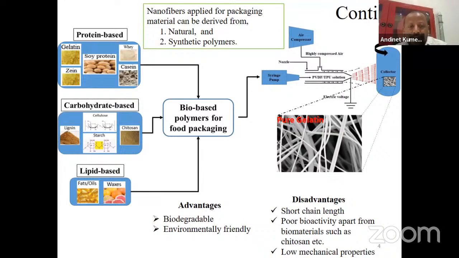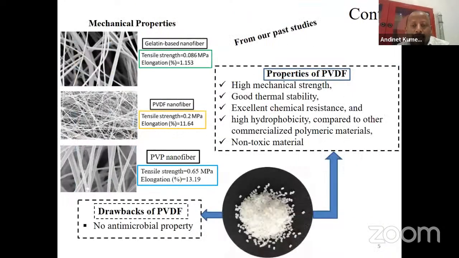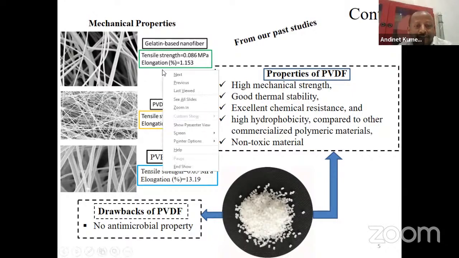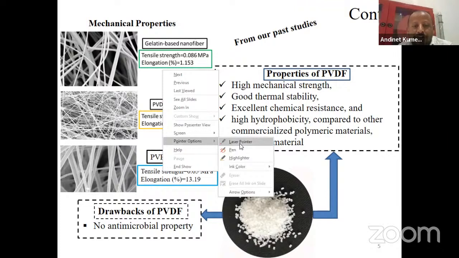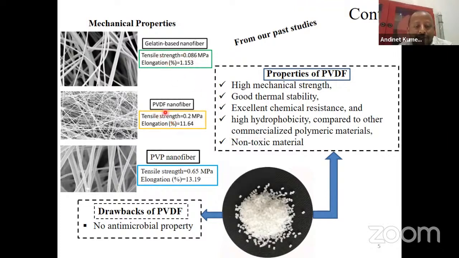For instance, if we look at our past research studies, for example, gelatin-based nanofiber and PVDF and PVP-based nanofiber, as you can see here, there is a huge difference in terms of their mechanical strengths. For mechanical strength, we need the elasticity tendency for the food packaging system. So when we focus on this PVDF-based nanofiber, because our research mainly focuses on that, its mechanical strength, as you can see, is very high.